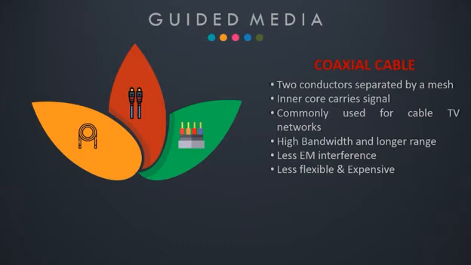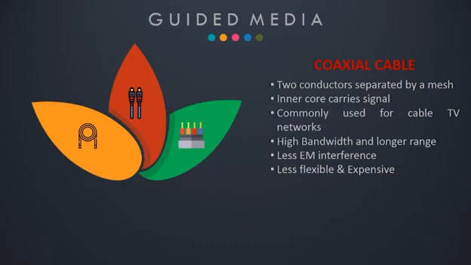The main use of this coaxial cable is for cable TV networks or cable TV transmission. It also has some advantages. Compared to the twisted pair cable, it offers high bandwidth and carries data for longer ranges. It is also suitable for broadband transmission.